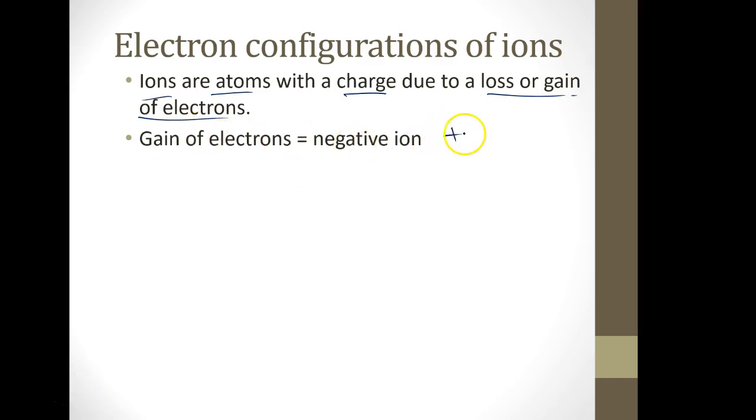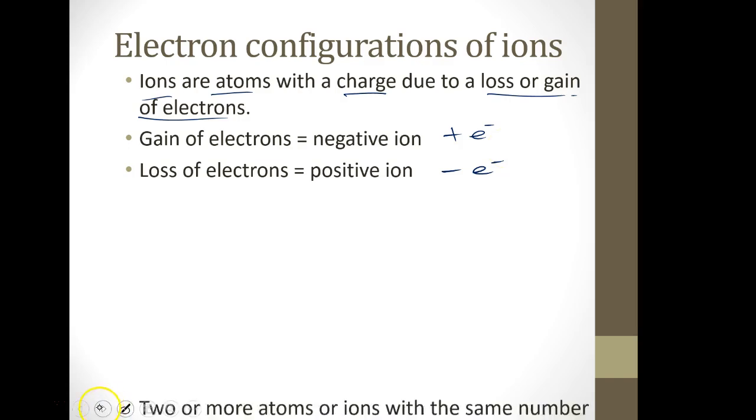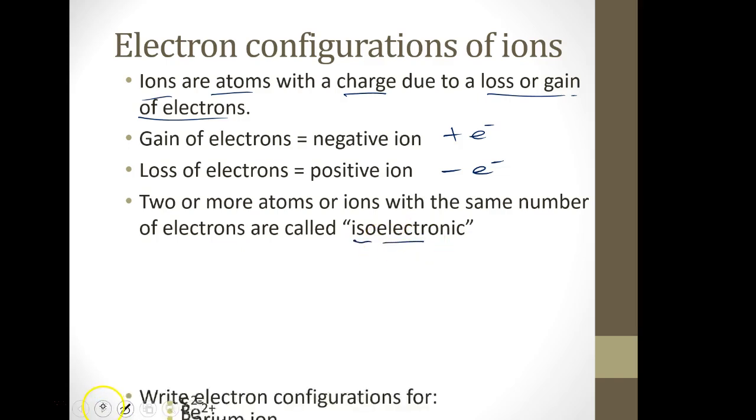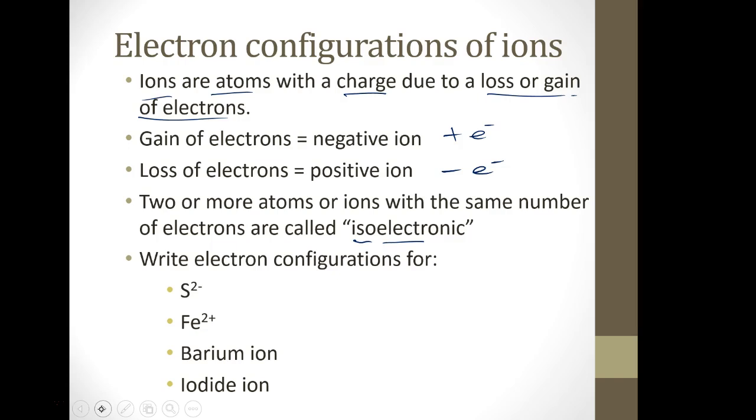You're adding, it's got extra electrons added to it. If it loses electrons, it's going to be a positive ion because it's taking away the electrons. It's got more protons this time. And then if you have 2 or more atoms or ions with the same number of electrons, they're referred to as being isoelectronic. Same electrons. That's what that means.